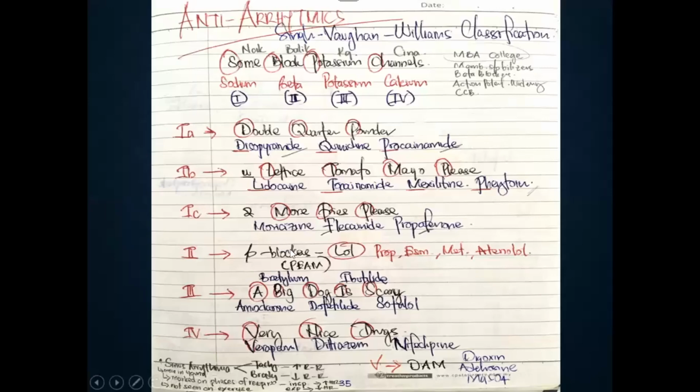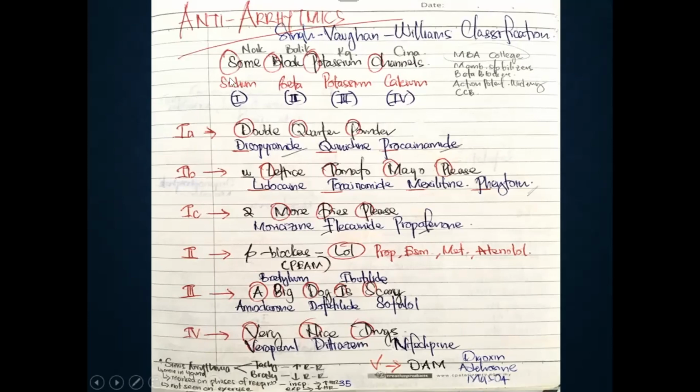This is my summarized notes with mnemonics to remember which drug goes where. The antiarrhythmic classification is the Singh-Vaughan-Williams classification, basically called the Vaughan-Williams classification. They always omit the Singh. It has 4 classes, type 1, 2, 3, 4, and type 1 has A, B and C. Type 1 is sodium, type 2 is beta, type 3 is potassium, type 4 is calcium.